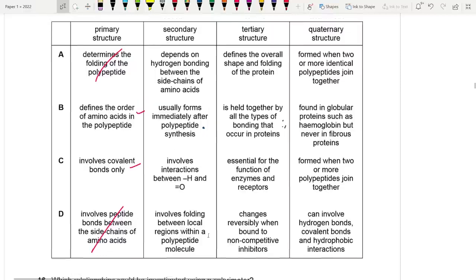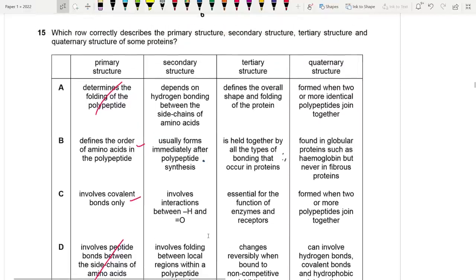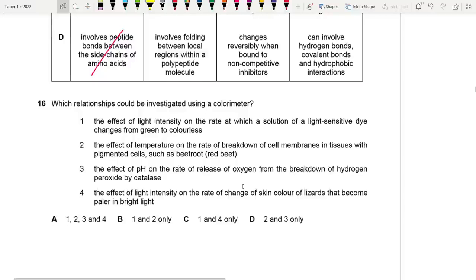So for here in B, quaternary structure is found in globular proteins but never in fibrous. This is wrong. We do find it in collagen, right? So the answer should be C. Check this out. Involves interactions between hydrogen and oxygen, essential for the function of enzymes and receptors. Tertiary, formed when 2 or more polypeptide chains join together. So C is fine.